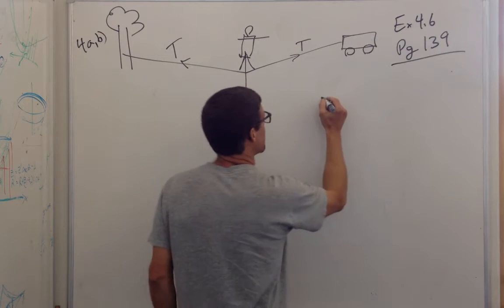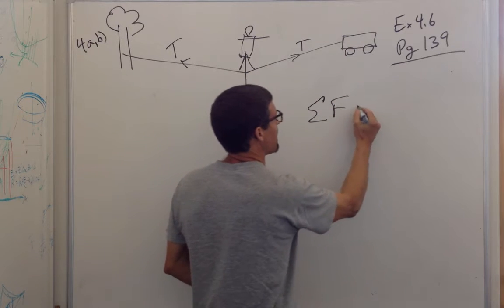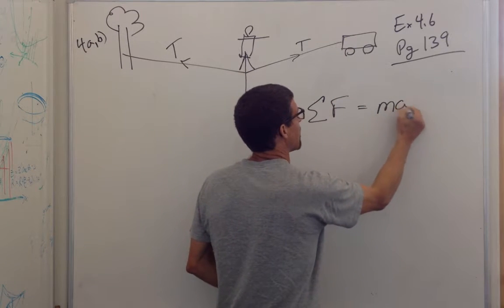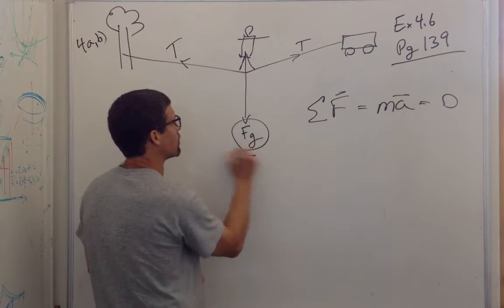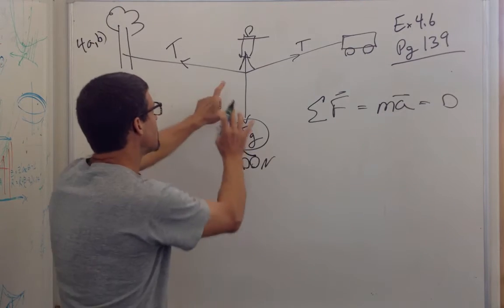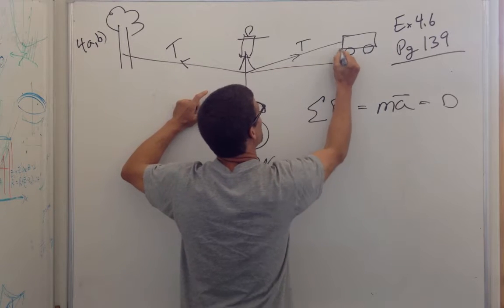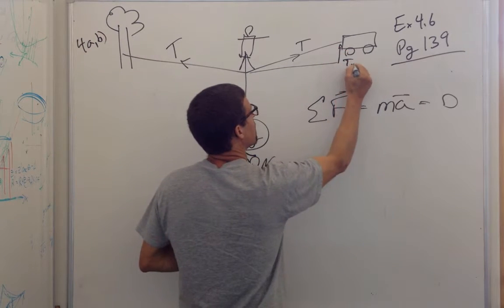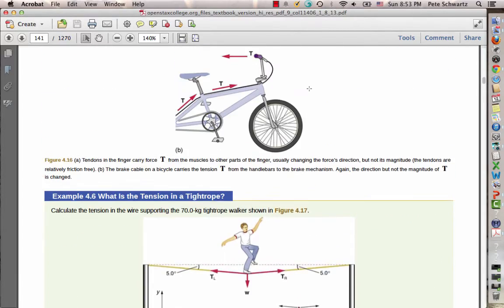So we can immediately say the vector sum of the forces at this point is equal to mass times acceleration is equal to 0. And now this is the only force we know. This is 500 newtons. But this is in equilibrium because these two tensions have a vertical component. This problem is expertly solved in your textbook. Please see it.